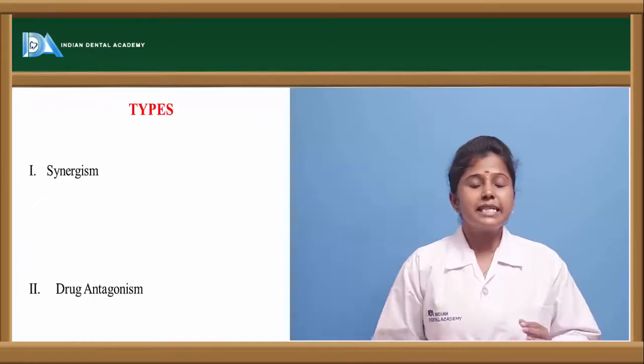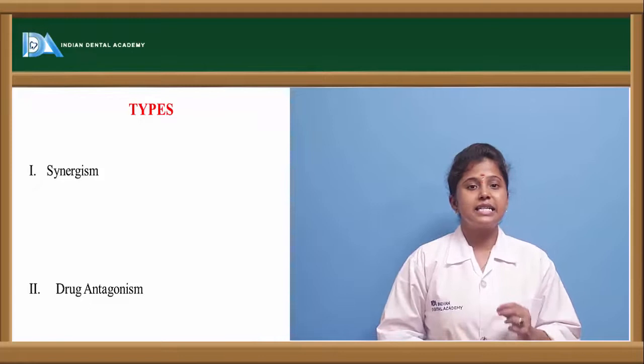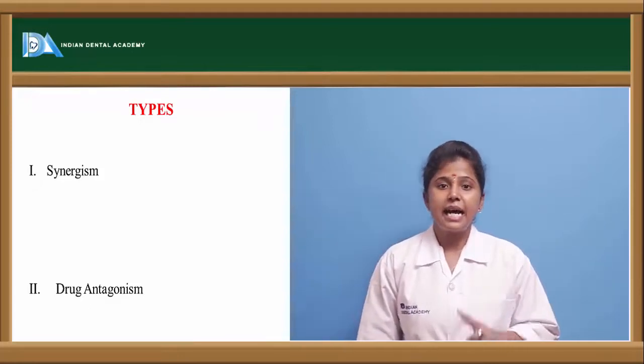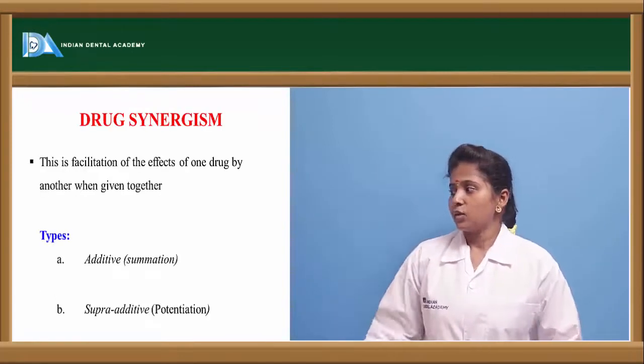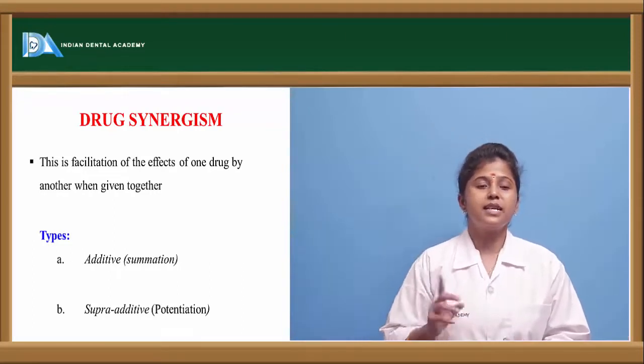And if we see the types of these combined effects, we can see synergism and the other one is antagonism. So what is drug synergism? Drug synergism is nothing but 1 plus 1 is equal to 3.